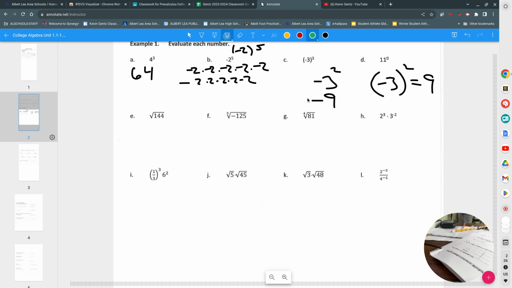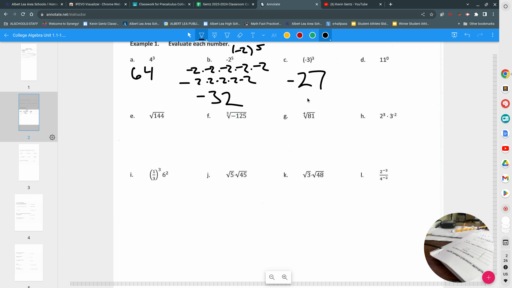So let's compute. What's 2 times 2 times 2 times 2 times 2? 32 if you multiply that all out. And then if you attach the negative, we do get negative 32. Negative 32 is the result. For letter C, I take negative 3 and I multiply it 3 times. Negative 3 times negative 3 is 9, times negative 3 is negative 27.